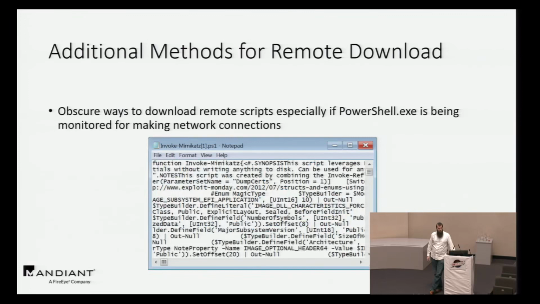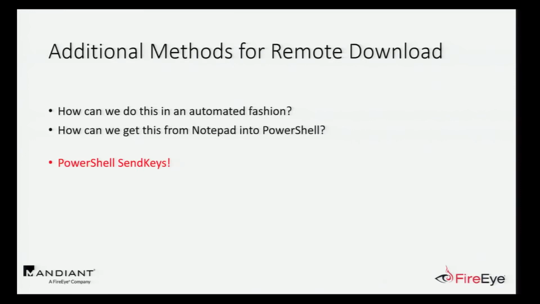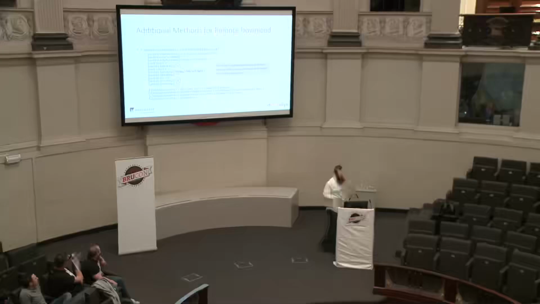Now, how can we automate this with PowerShell? Well, there's this great class called SendKeys that .NET has. What this example does is PowerShell starts Notepad, and then sends it a Control-O to go to the Open tab, and then types in the URL, hits Enter, waits a second, and then sends Control-A to select all, Control-C to copy all, and then the last portion rips it out of the clipboard and executes it. And PowerShell never made a network connection. We just got around that defense.